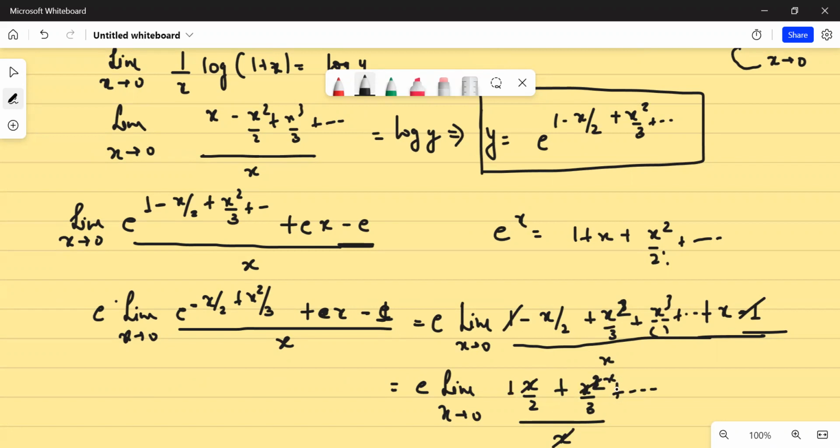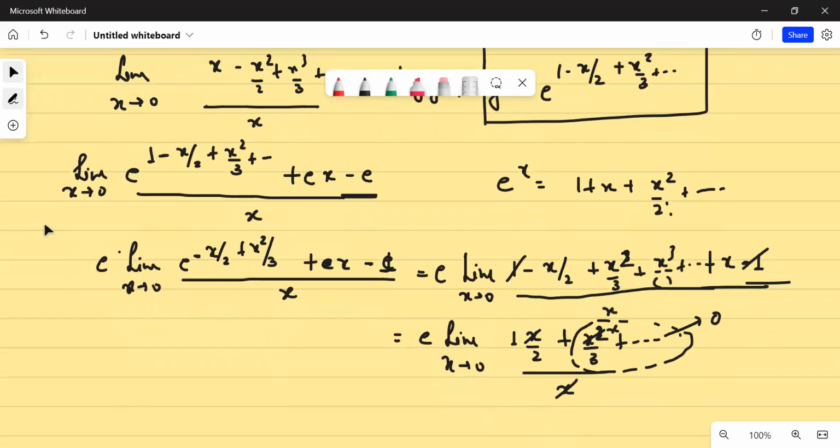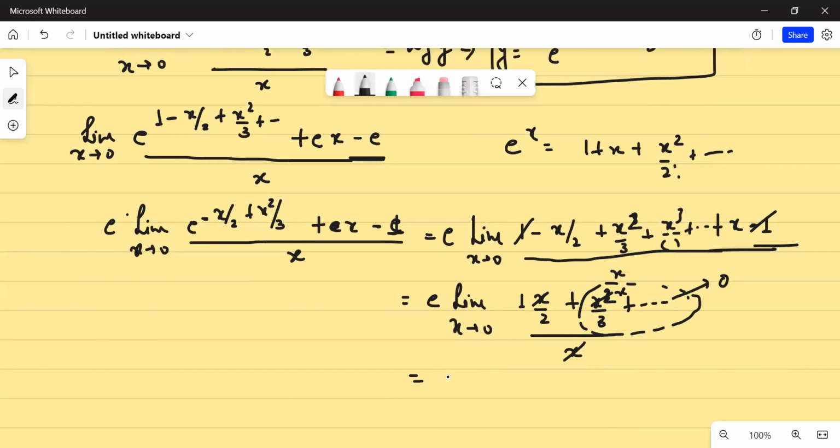There would be some x left here. So as x tends to 0, all these terms would go towards 0. So overall, you have this 1 by 2 plus something which is going towards 0. So I think the limit would be e into 1 by 2, which is equal to e by 2. Is that clear? Yes, sir. So this is how this thing can come very fruitful for you, like expanding in terms of series. Yes. Okay, let us do another question.